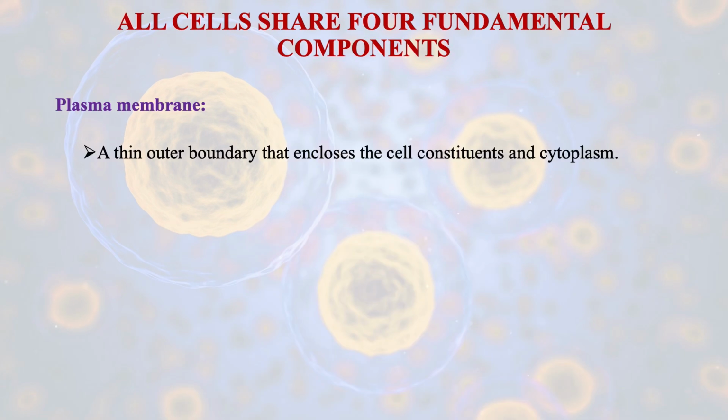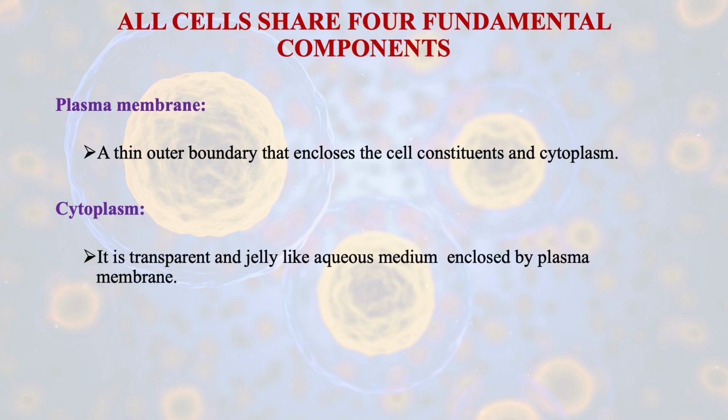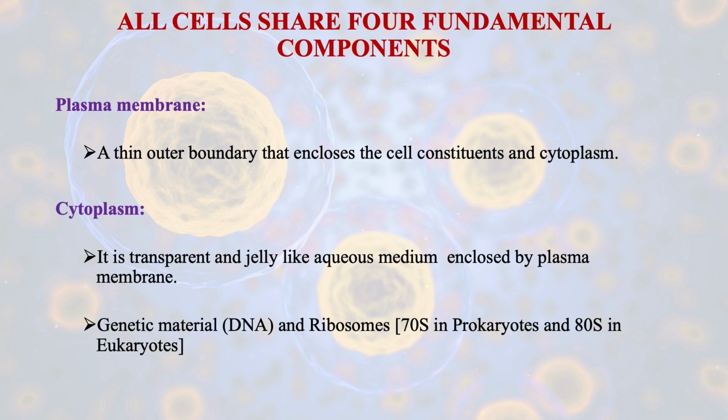Now, all cells share fundamental components. So what are the fundamental components which are similar in the prokaryotic cell and eukaryotic cell? Plasma membrane, it is the outer boundary that encloses all the cell constituents and the cytoplasm. Cytoplasm, it is a transparent and jelly-like aqueous medium enclosed by the plasma membrane. Then genetic material and the ribosome. The prokaryotic cell has 70S ribosome and eukaryotes have 80S ribosome. So these are components which are present in all cells of all living organisms.